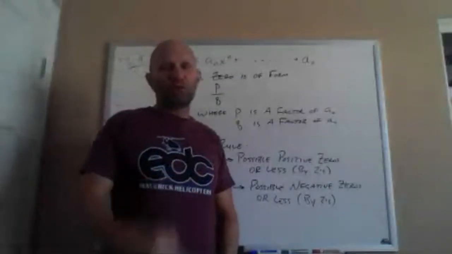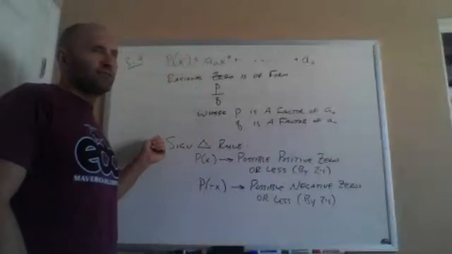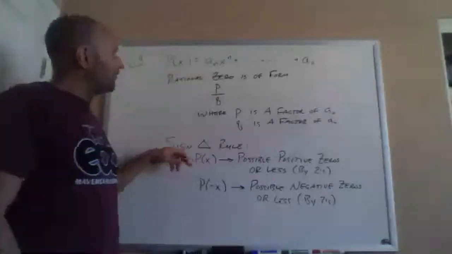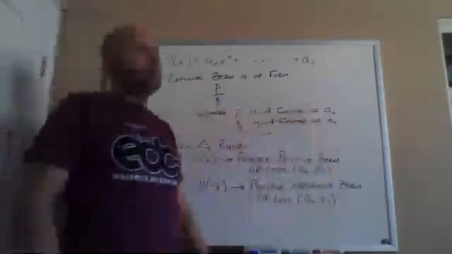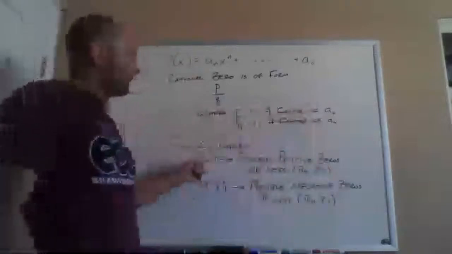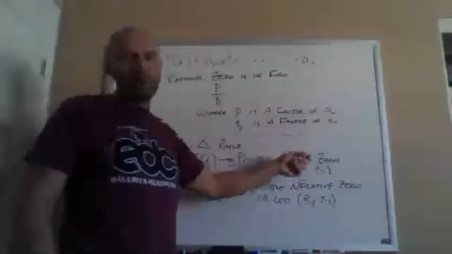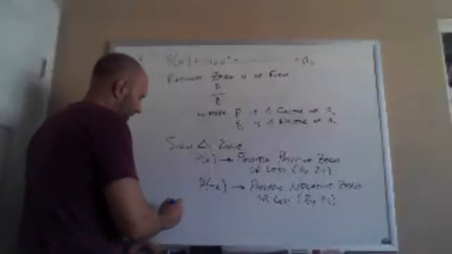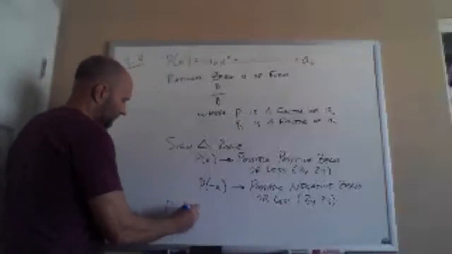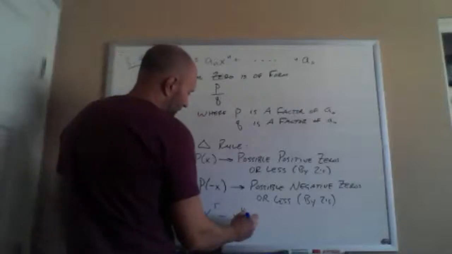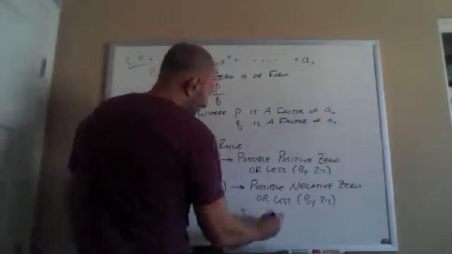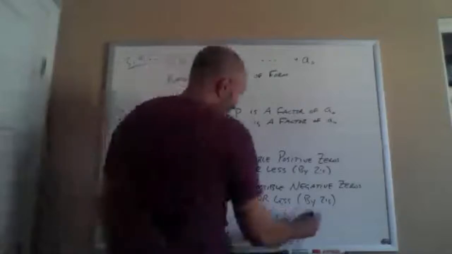Now, when we're trying to find these, we could have 10, 12, 14, quite a number of possible roots. One way that we can trim that down is with the sign change rule. What we do is take our polynomial, and every time the sign changes, we count one of those changes. Let me give you guys an example. Let's say we have P of x is x to the 5th minus x to the 4th minus x to the 3rd plus x squared minus x plus 1.